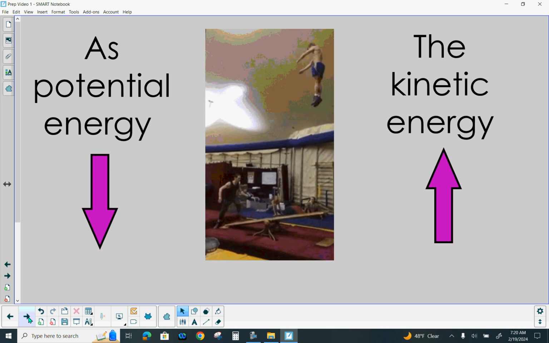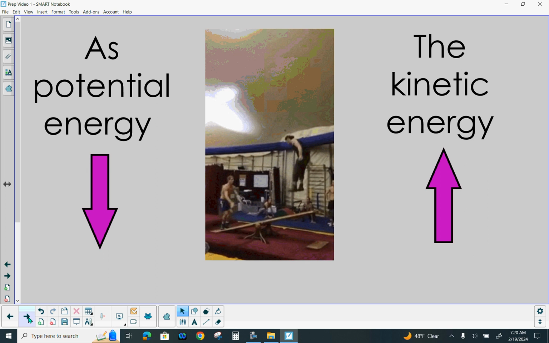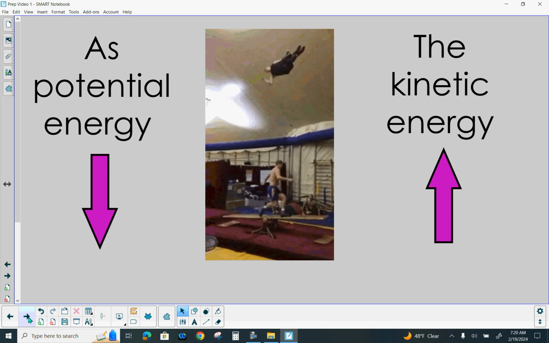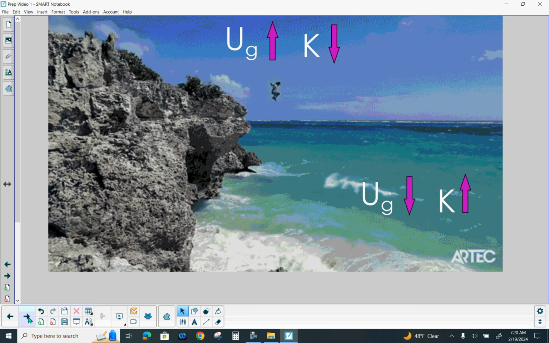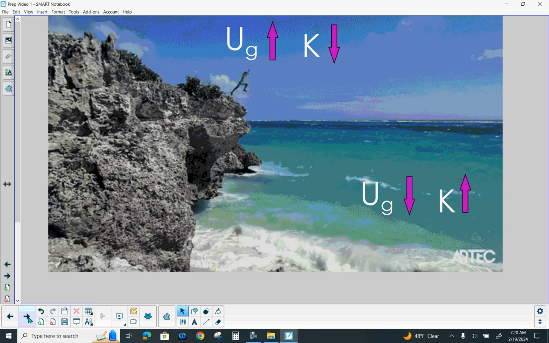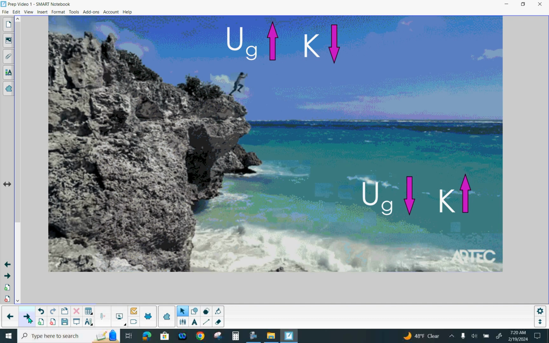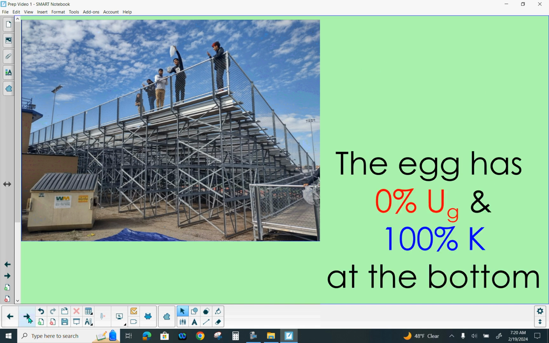Remember, as potential energy is used, it is converted into kinetic energy. And as kinetic energy is used, it is returned to potential energy. Potential energy is usually highest at the top and lowest at the bottom, while kinetic energy is low at the top and high at the bottom. So at the top of the bleachers, the egg will have 100% potential energy. At the bottom of the bleachers, it will be 100% kinetic energy.